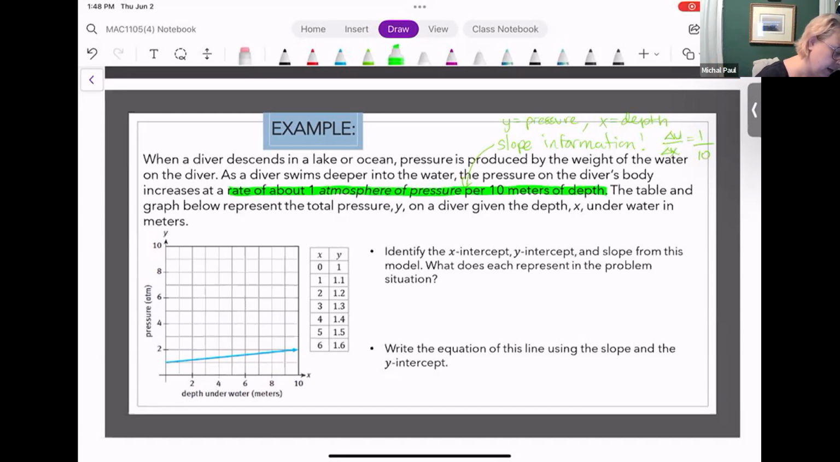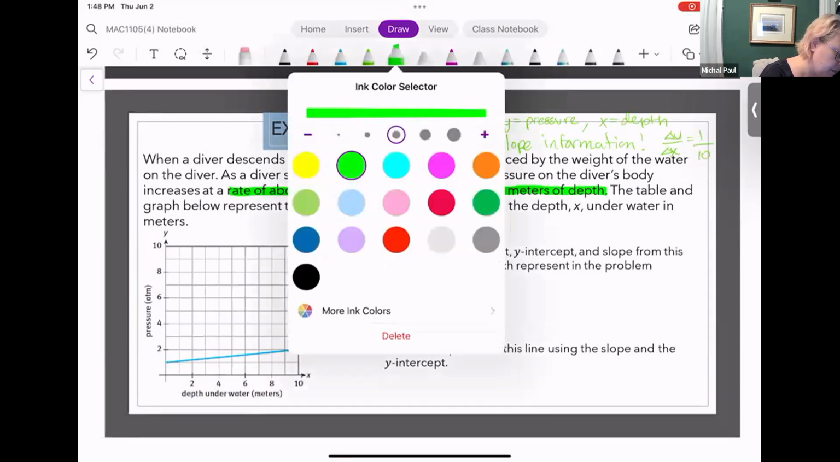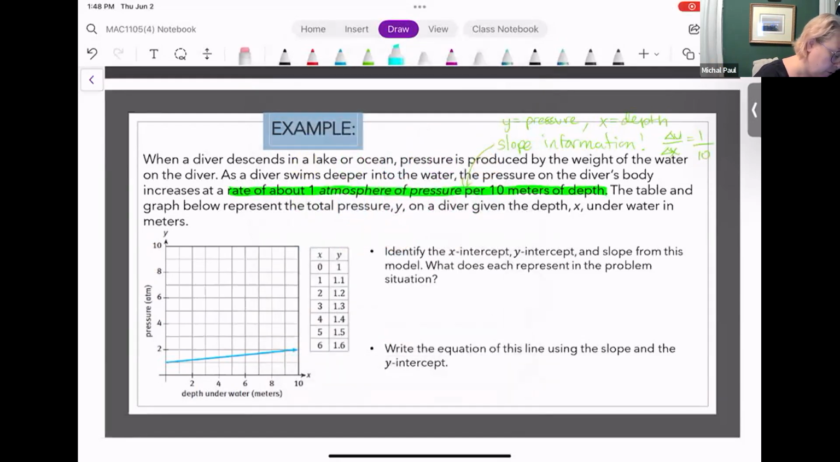As we continue to read, we see that we also have that this is a graph of that relationship. So all we need to do is identify the x-intercept, y-intercept, and slope. Slope is great. We already did that just for fun.